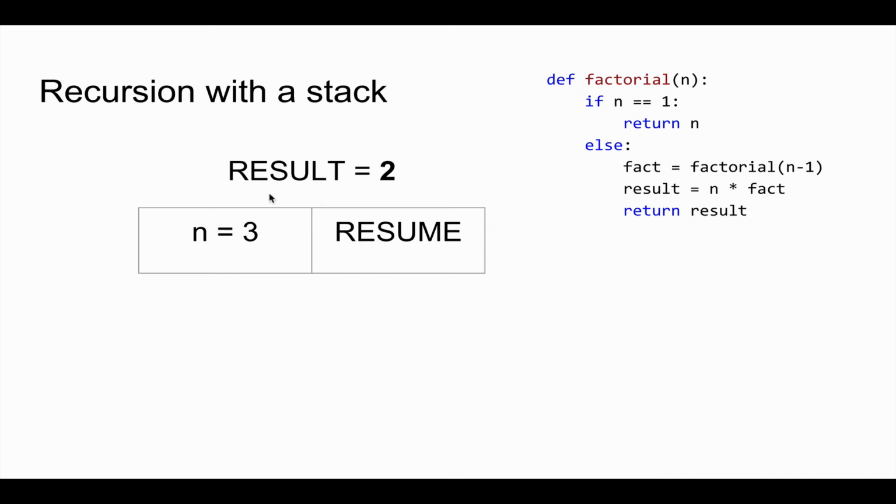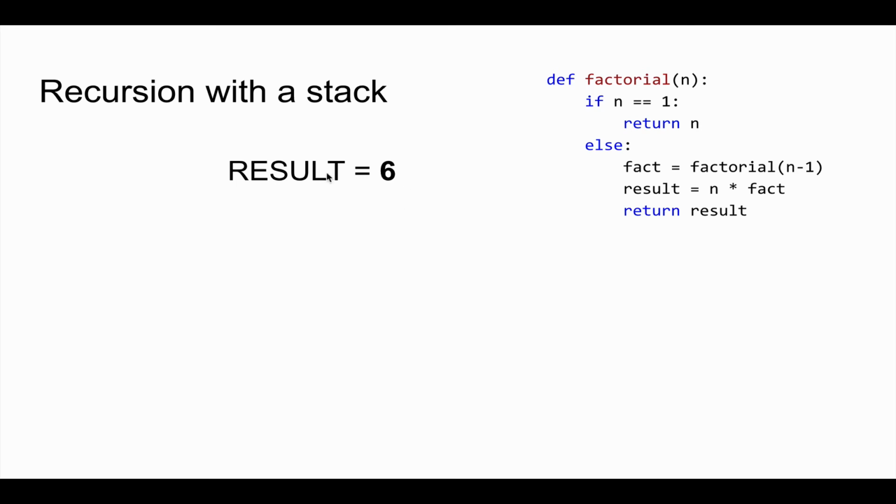And finally, now we're resuming the call to factorial where n is equal to 3. We now know the result of the recursive call factorial of 2 by peeking into this result variable. It's 2. So we can take that result variable, which is called fact here, multiply it by 2, and then save it into this result variable and then return it to come up with 6.